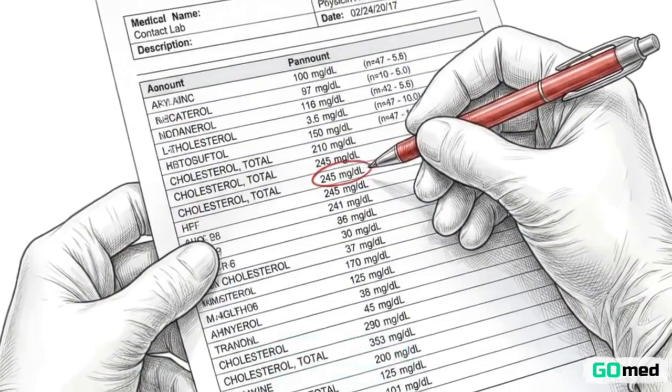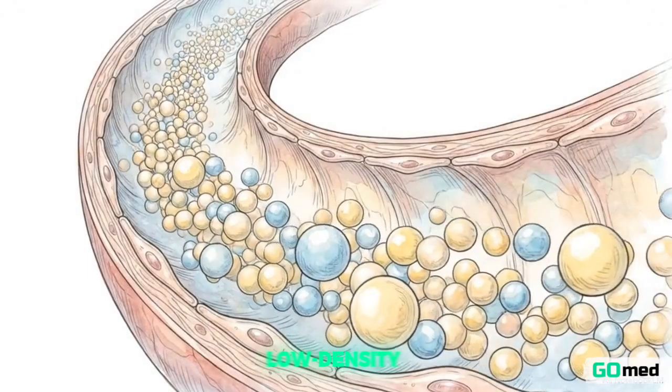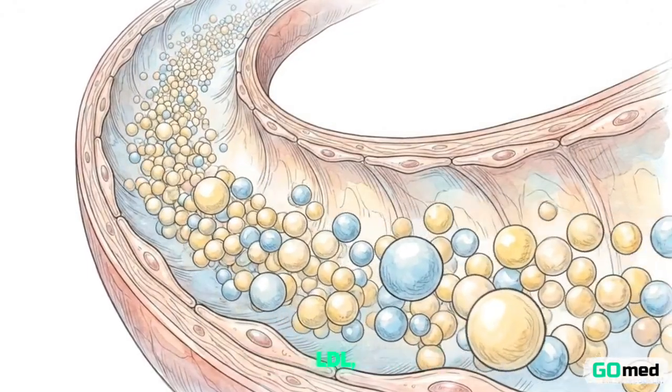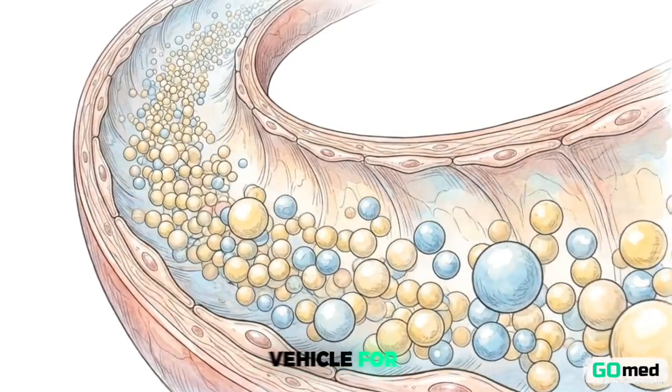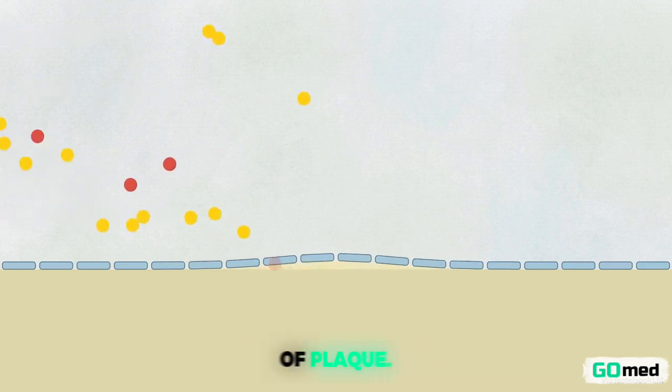While organ failure is often acute, the lipid profile allows for the assessment of long-term metabolic risk and atherosclerosis. Low-density lipoprotein, or LDL, acts as the primary vehicle for transporting cholesterol into the walls of peripheral arteries. This cross-section illustrates the accumulation of plaque.